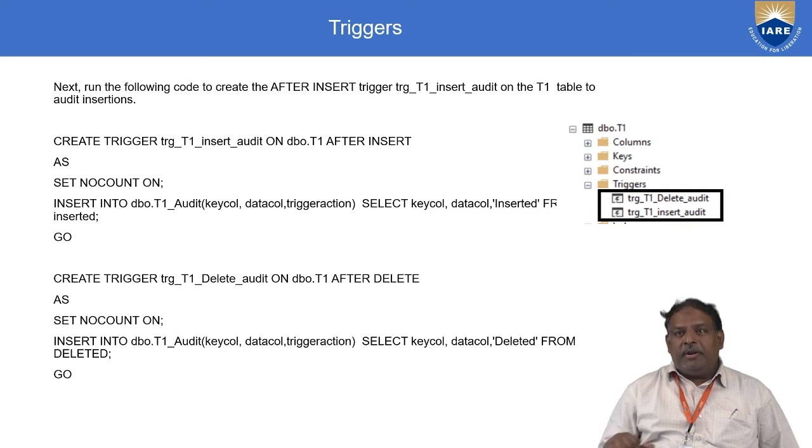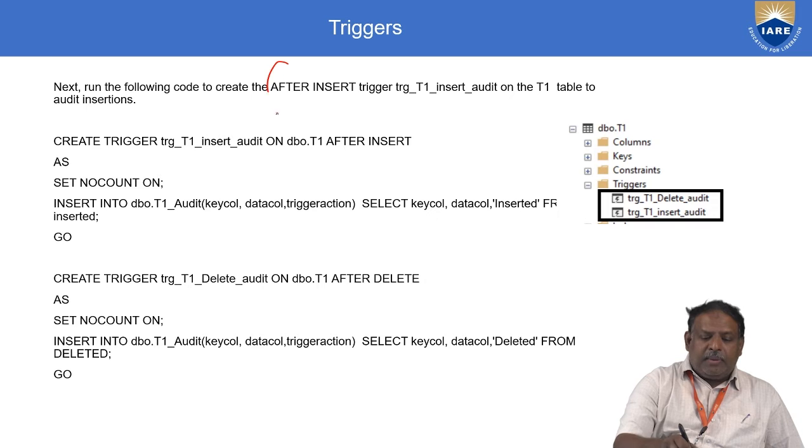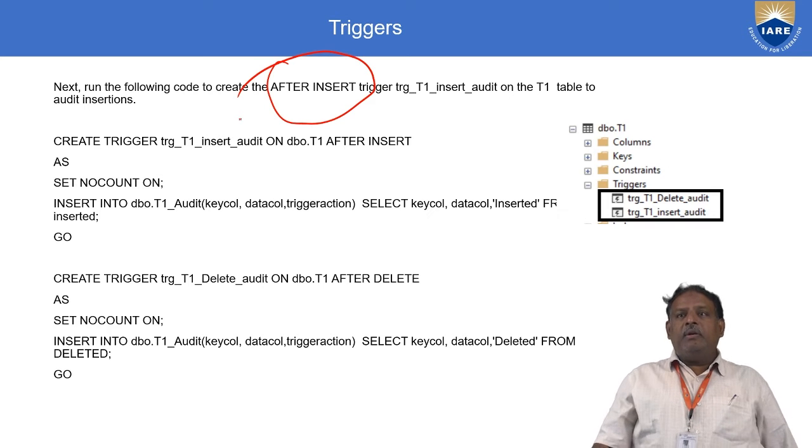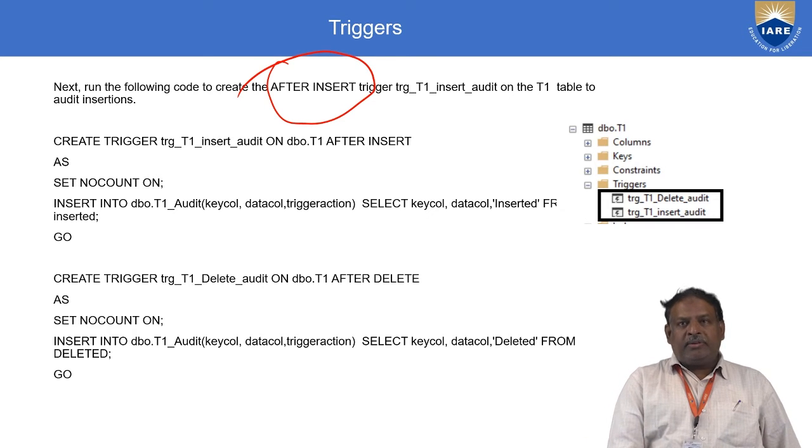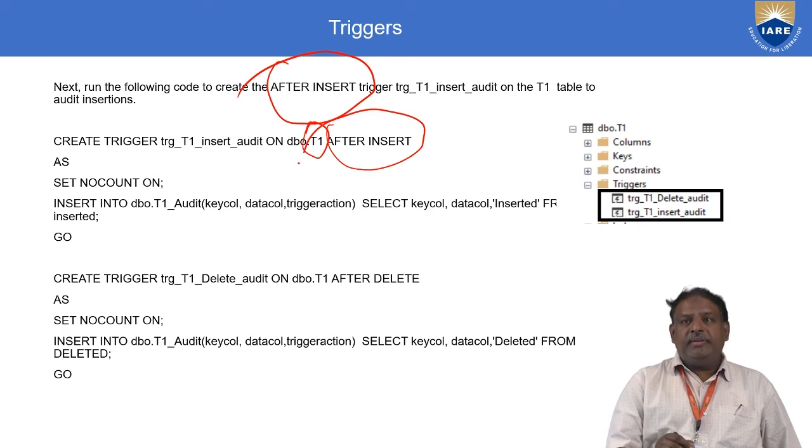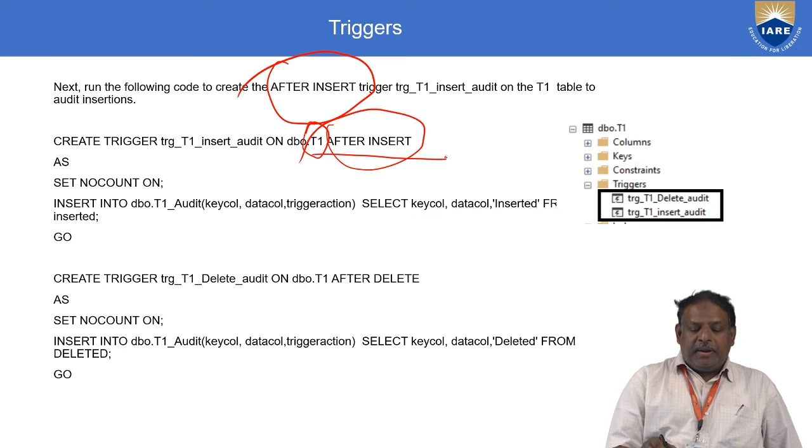Now we'll create a trigger on the T1 table. We want to audit the T1 table, right? So we should create a trigger on the T1 table. It is an after insert trigger. The syntax is: create trigger, trigger name, on table name T1. After which event? After insert. So I'm creating an after insert trigger.